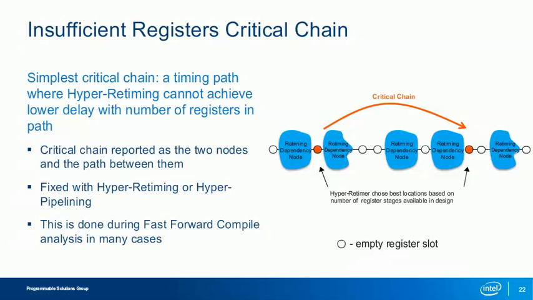So the critical chain is reported back as the 2 endpoint nodes, the registers that cannot be moved at all, and all of the logic and registers in the path between them. In most cases, the critical chain can be fixed with either Hyper Retiming, removing register restrictions, or Hyper Pipelining, adding more registers. This can be done automatically during fast forward analysis.